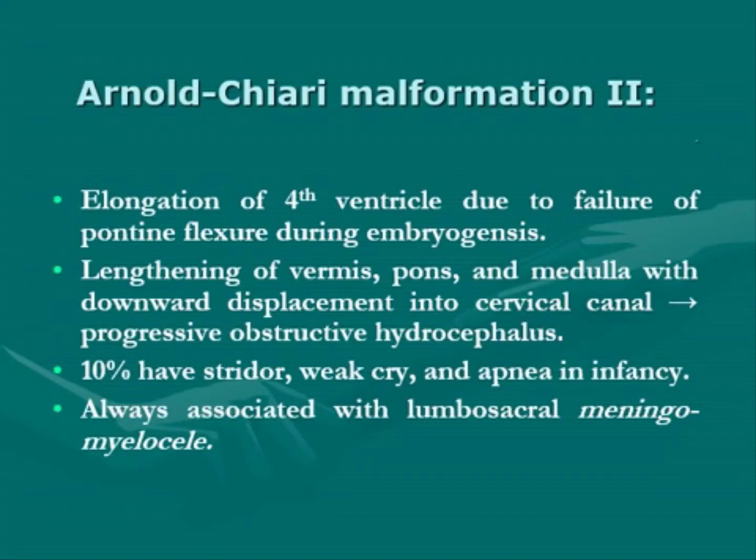Arnold-Chiari malformation type 2 is another example of obstructive hydrocephalus. There is elongation of the fourth ventricle due to failure of the pontine flexure during embryogenesis. So there is lengthening of the vermis, pons, and the medulla with downward displacement into the cervical canal. So there is progressive obstructive hydrocephalus.